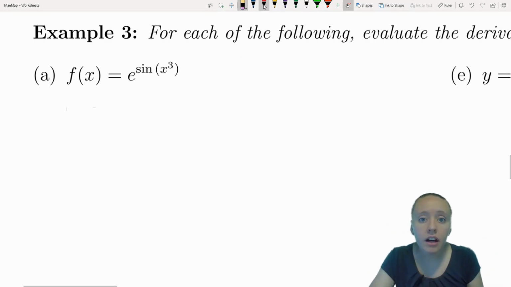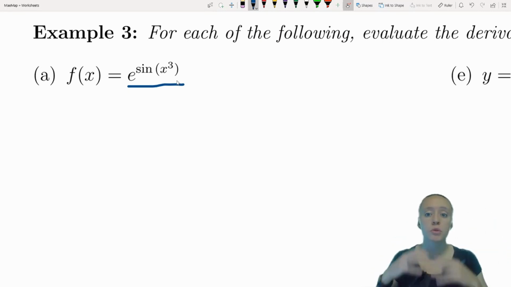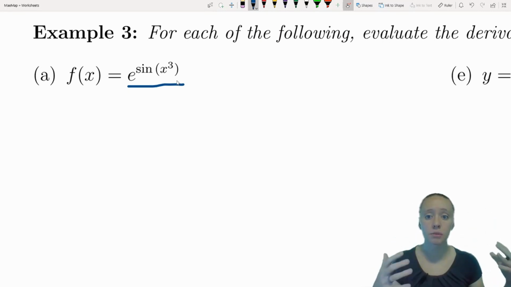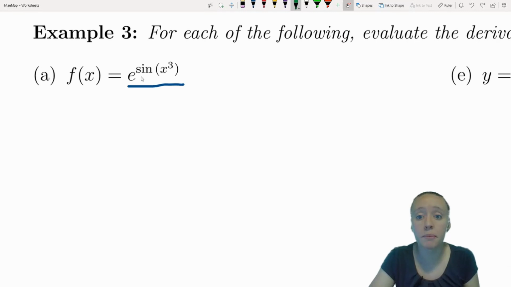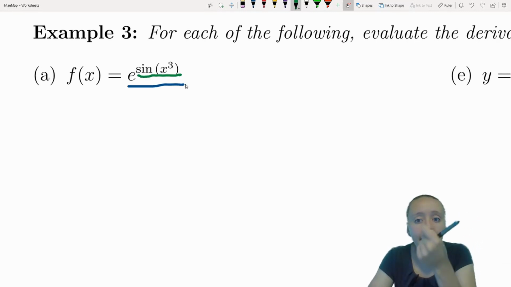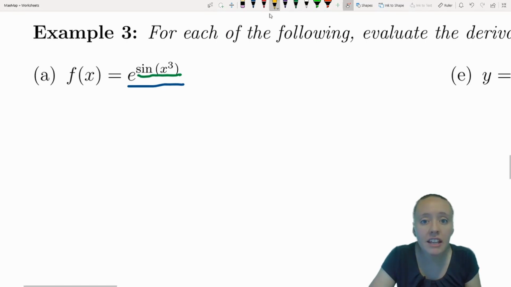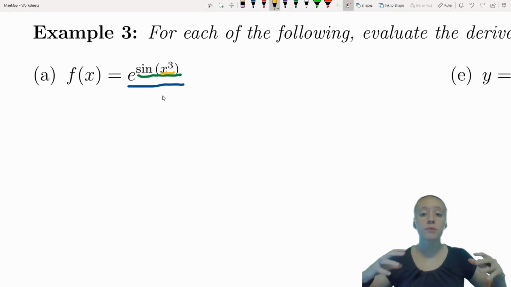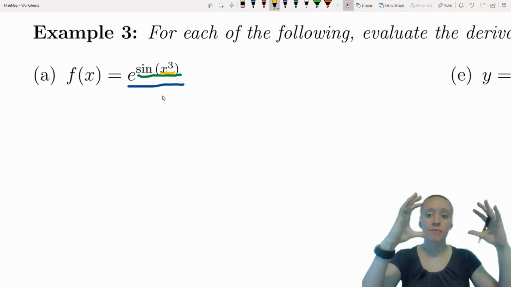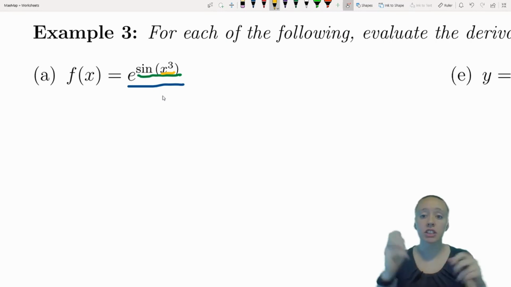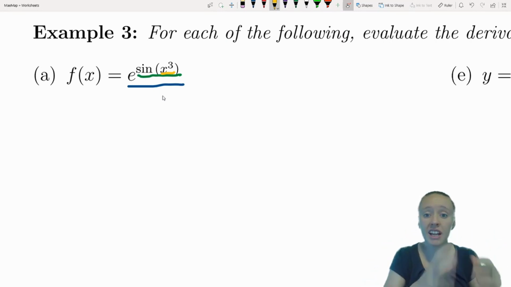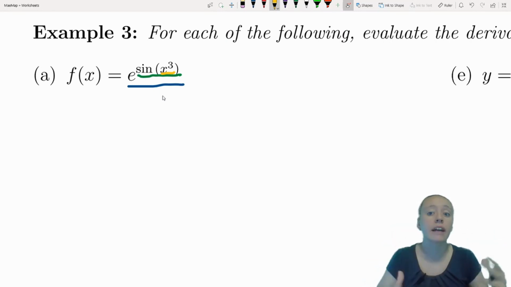So before we really dive into example A, let's see how many functions we're dealing with. Well, our outermost function is e raised to something. So we have e to the sine of x cubed. The next function is going to be the sine of something, so the sine of some function, and we have that function within that sine function that's going to be that x cubed. So you can see that our outermost function is e raised to some function, and then our next function is the sine of some function, and then that innermost function is our x cubed.